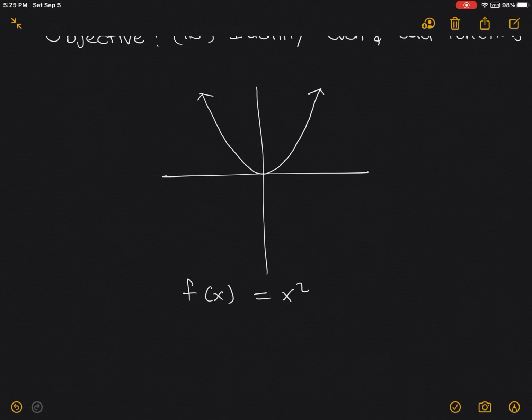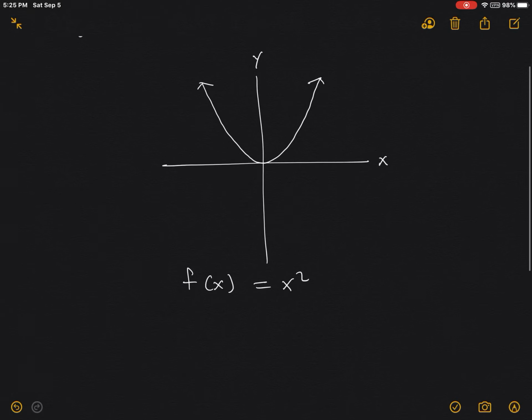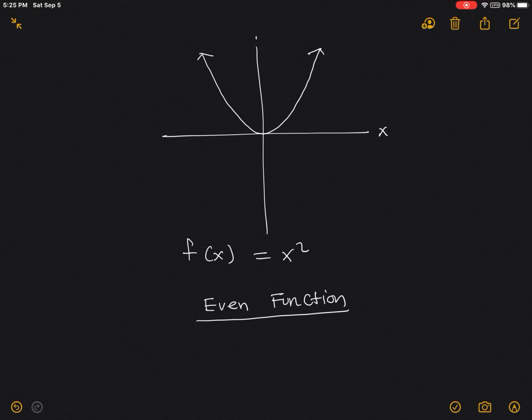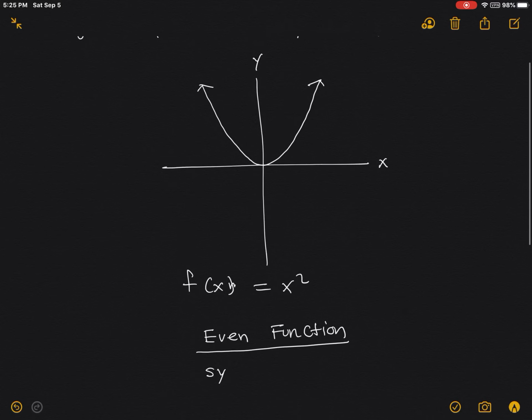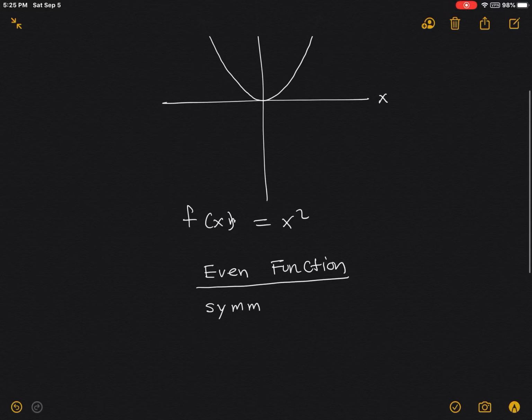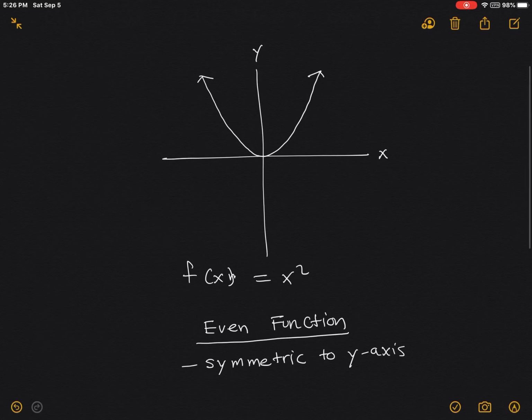So let's take a look at a function you're familiar with: f of x is equal to x squared. With a function like this, you can see that it's symmetric to the y-axis, and so this is actually called an even function. What are some characteristics of an even function? Well, one, it's symmetric to the y-axis. You can inspect that it's symmetric to the y-axis.